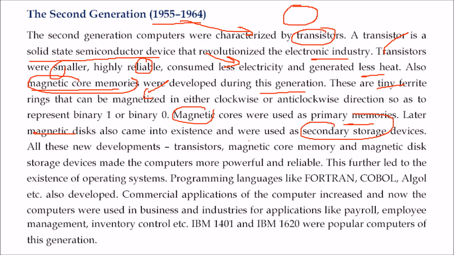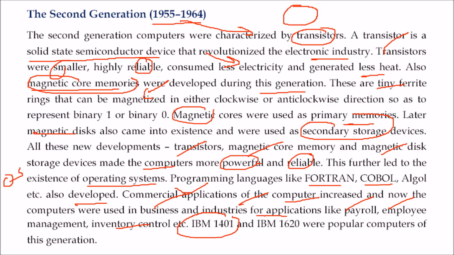So these developments like the transistor, magnetic core memory, and magnetic disk storage made the computer more powerful and more reliable. Then the operating system came into existence, and the languages Fortran, COBOL, and ALGOL were also developed. The computer was used for commercial applications, for business industries like payroll, employee management, and inventory control. IBM 1401 and IBM 1620 are the popular computers of the second generation.